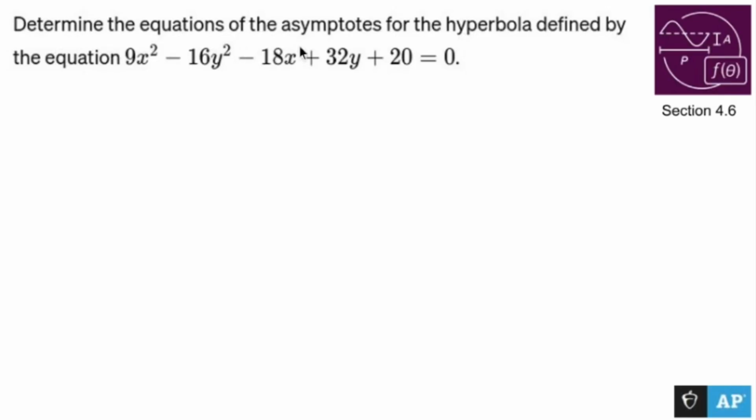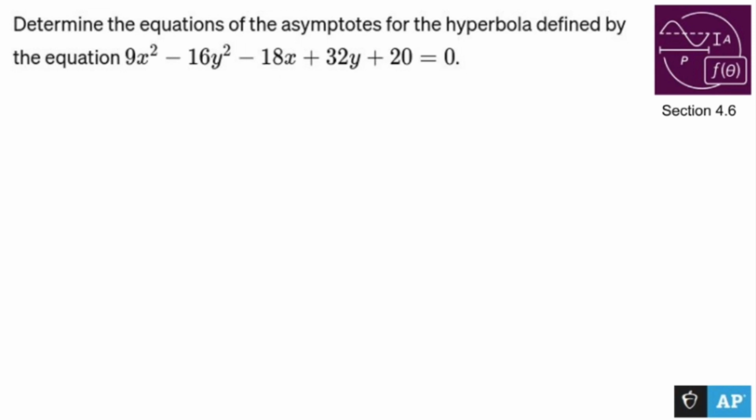Determine the equations of the asymptotes for the hyperbola defined by the equation 3x squared minus 16y squared minus 18x plus 32y plus 20 equals 0. All right. If you're looking at this and saying, that doesn't look like a hyperbola, you're absolutely right. Hyperbolas are supposed to look like something squared over something minus something squared over something equals 1. And that's not this at all.